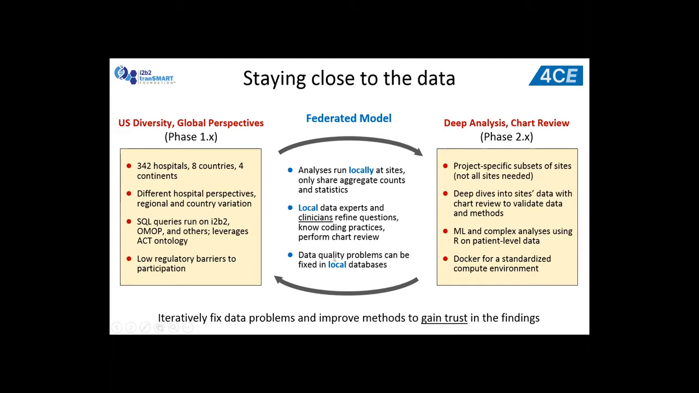And finally, in the federated approach, we can actually go back and correct the data. As we look at each other's aggregate results, we see all sorts of outliers. We can go back and either confirm them or actually fix it. Once your data is copied into some other location and massaged and corrected there, you don't know what happened locally. So this process of iteratively fixing problems will improve our methods and help us gain trust in the findings.